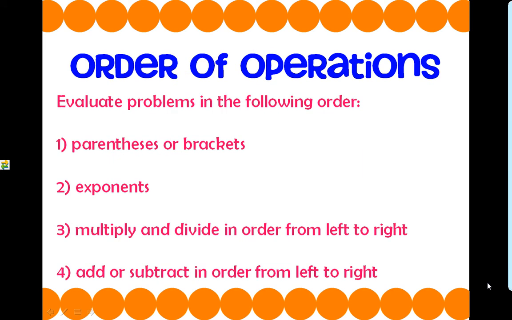And what are those rules? You're going to solve the problems in the following order. First, you're going to solve anything in parentheses or brackets, and they're kind of like the same thing. Then you're going to solve any exponents. Then you're going to multiply and divide. That is one step in the order from left to right. So whatever comes first. If there's a division problem that comes first, you do it before you multiply from left to right. Same thing with step number 4. You're going to add or subtract in order from left to right.